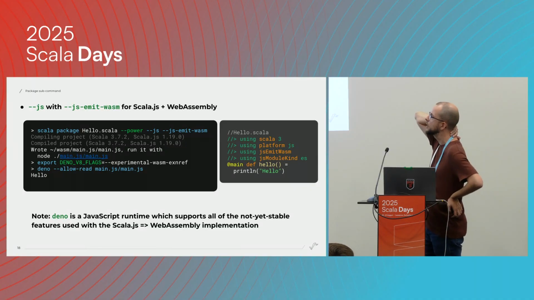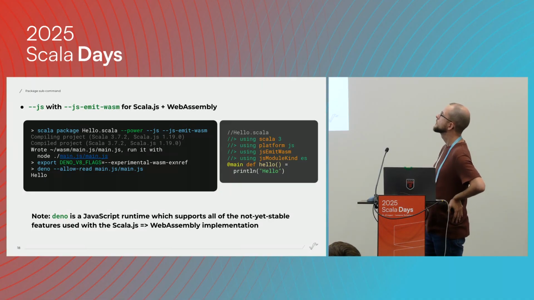As far as I heard, in the near future, you'll be able to run the WASM file with Wasmtime, but right now it's still not ready yet. So you have to run it with the JS wrapper. This example uses Deno, which is a JavaScript runtime, and we have to enable some experimental stuff here. If I recall correctly, the experimental WASM exnref enables the exception handling. And yeah, you can run it with Deno like this, and it will work.